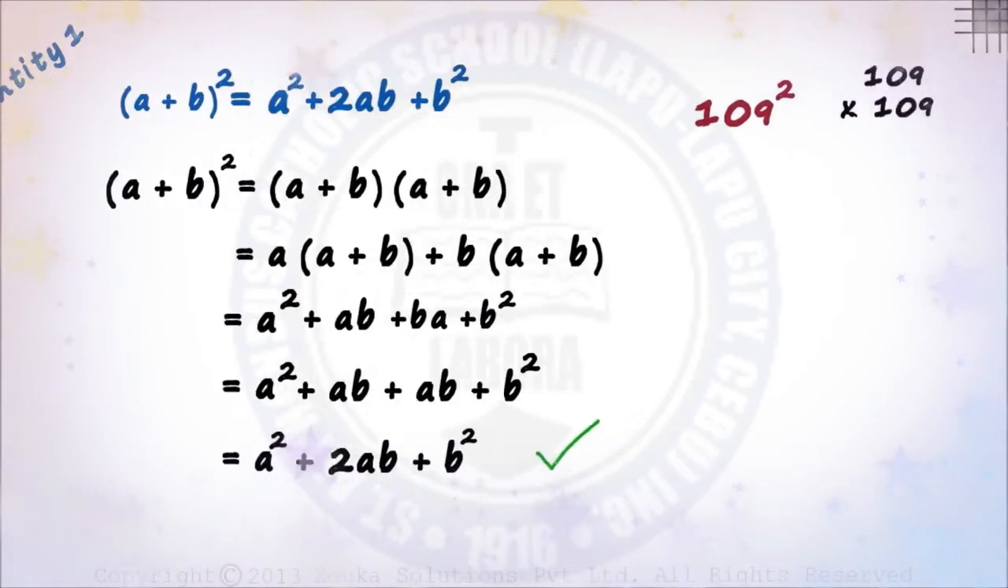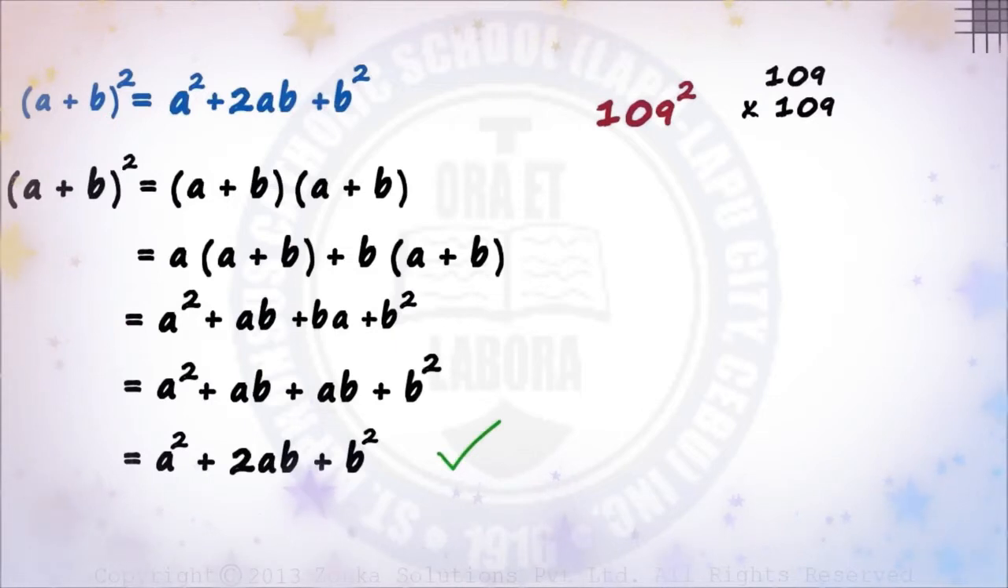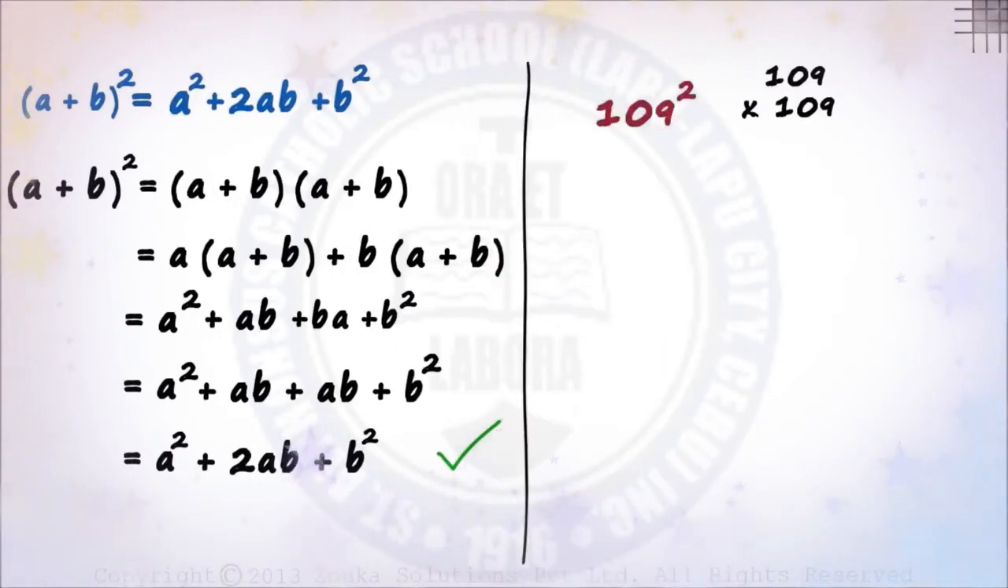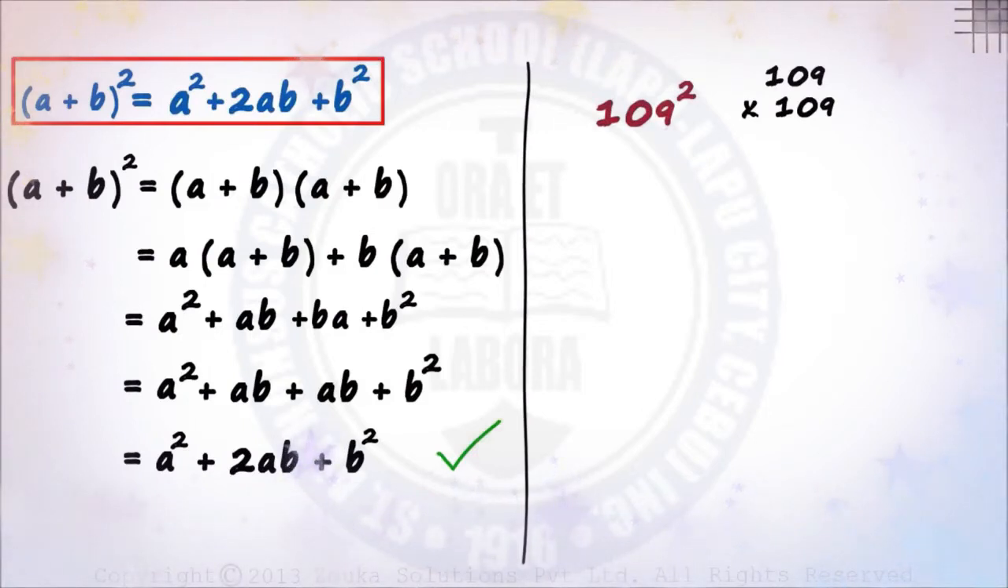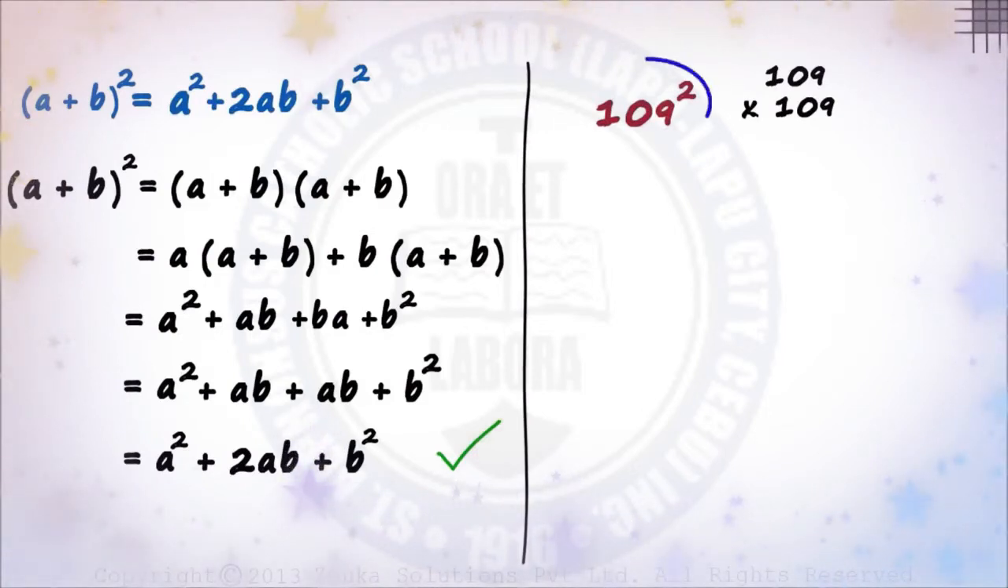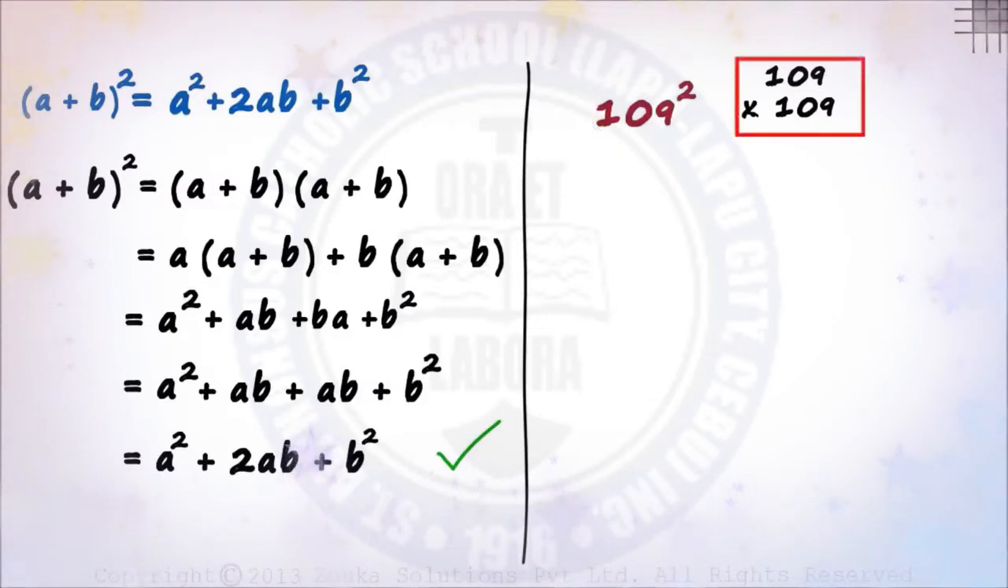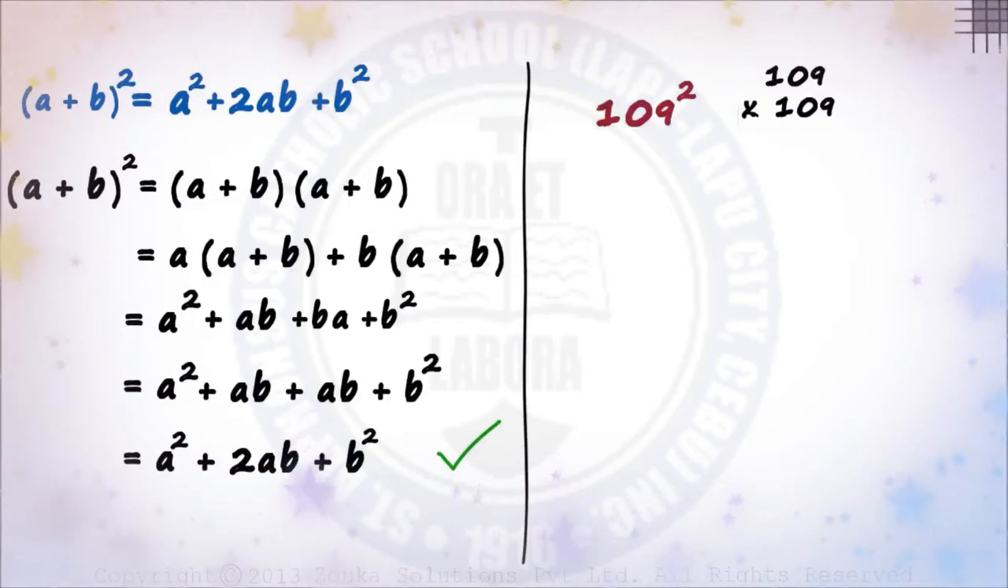Now comes the second question. Why is this identity special? Why do we need it? Look at the example we saw before. We were asked to calculate 109 squared. We could have solved it in the traditional way by multiplying 109 with 109. But that would have taken us really long. Let's look at an interesting way to solve it. We use the identity we just learnt.